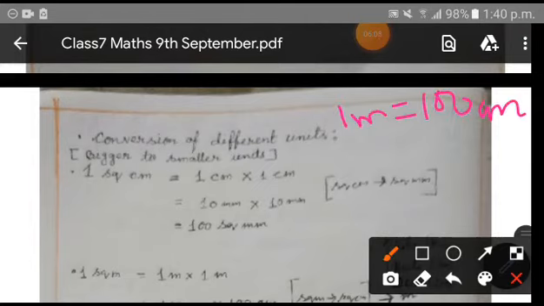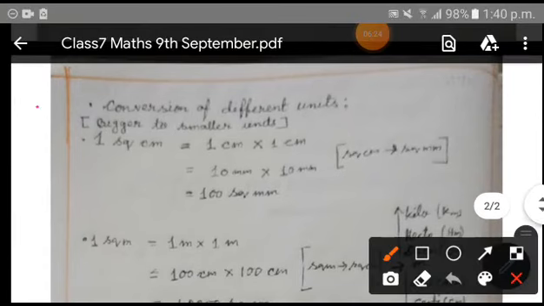We have already learned that 1 meter equals 100 centimeters. So then 1 centimeter will be what? 1 by 100 meter. 1 centimeter will be 1 by 100 meter. So now we are going to convert bigger to smaller units.